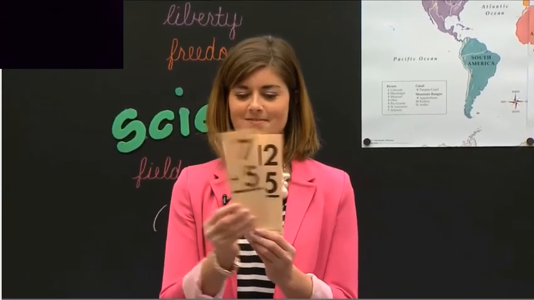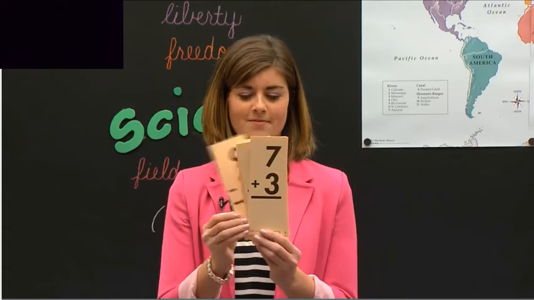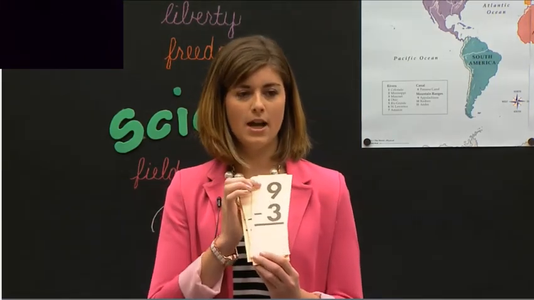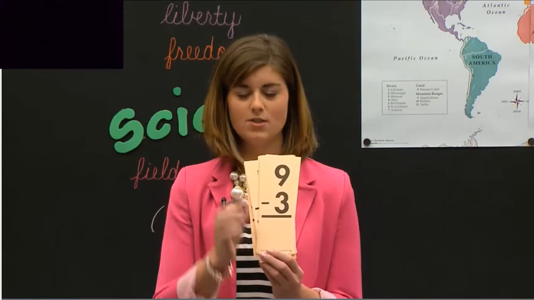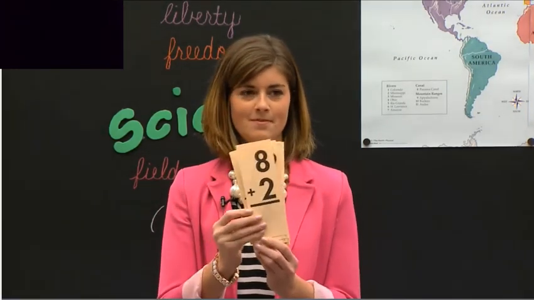7, 12, 4, 10, 6. Let's say this one together. 9 minus 3 equals 6. One more time. 9 minus 3 equals 6.